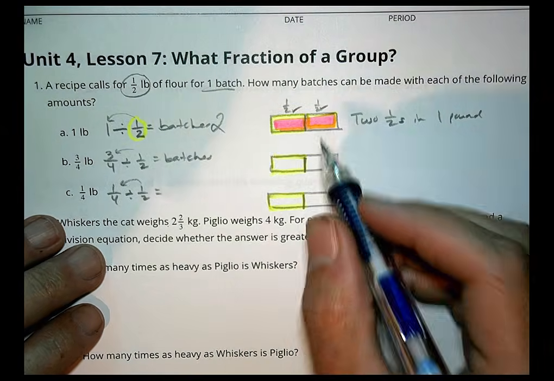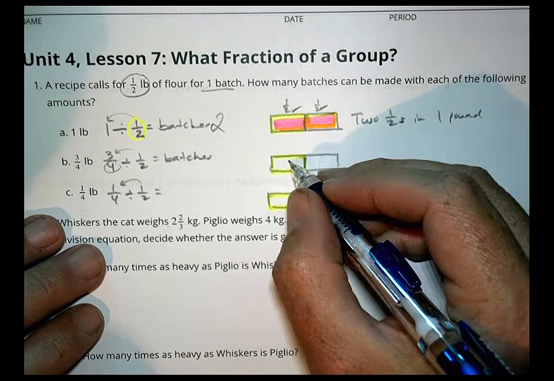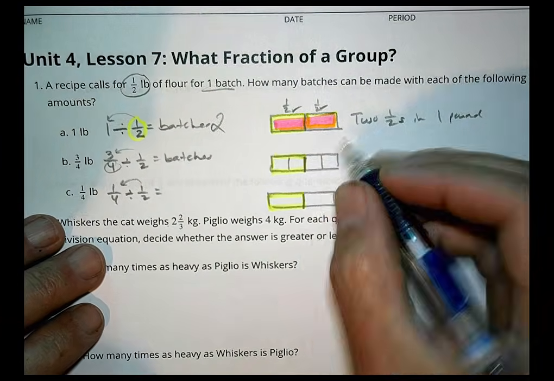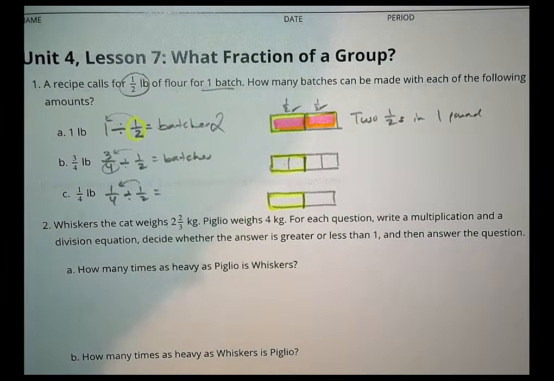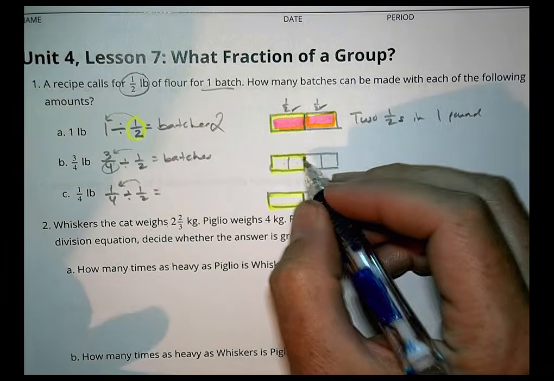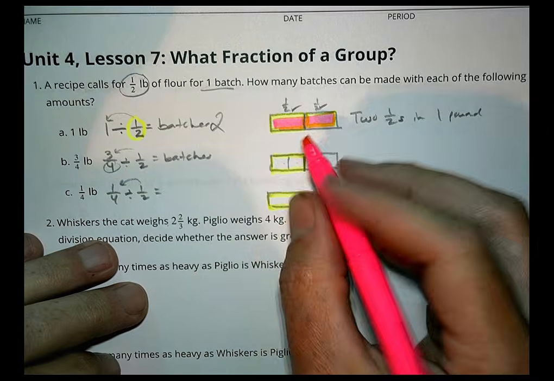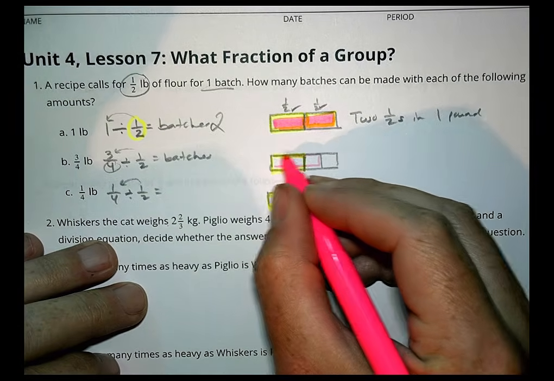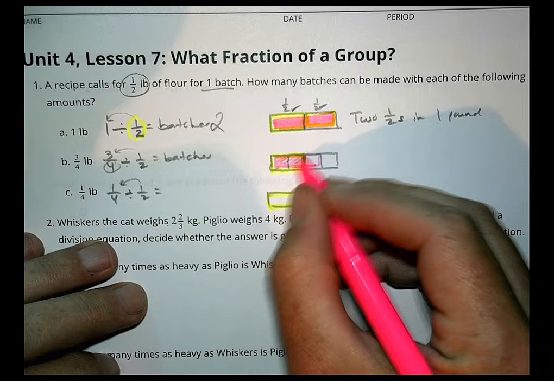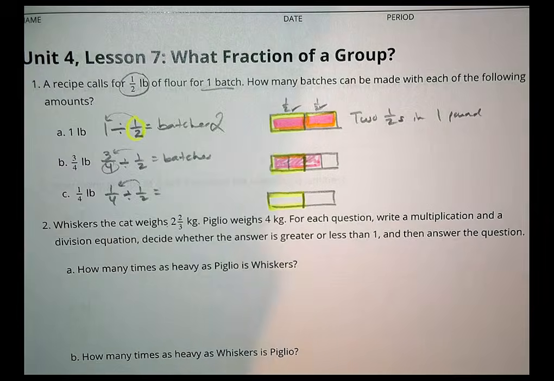So the next one is how many halves are in 3/4. I'm dealing with fourths here, so let's chop our 1 up into fourths. I have 1, 2, 3, 4. So I'm saying how many halves are inside of 3/4. So 3/4 here goes out to here. We can see that it's going to be 1, 2, 3 of the whole thing.